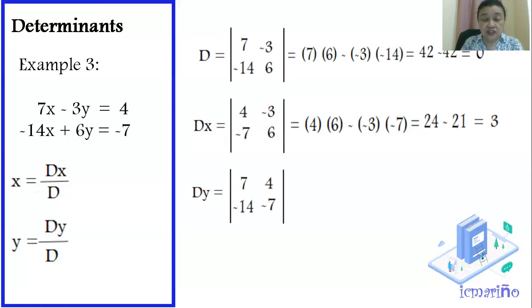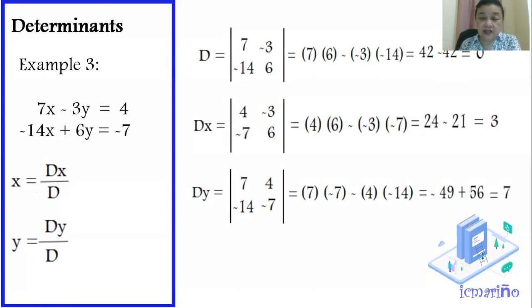Pag sinabi ng teacher nyo, you have to compute for D, for dx and dy. So, of course, you have to continue with your computation. Okay, so meron na tayo na ang D natin ay 0, ang dx natin ay 3, ang dy natin ay 7. Now, pag isa-substitute natin, dx 3 divided by 0, so wala yung sagot kasi hindi tayo pwedeng mag-divide ng any number by 0. Okay? So, walang sagot yan. 7 divided by 0, walang sagot.